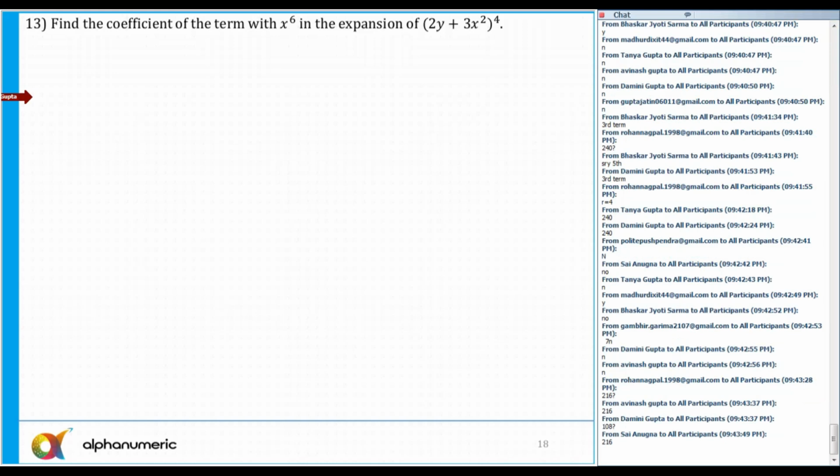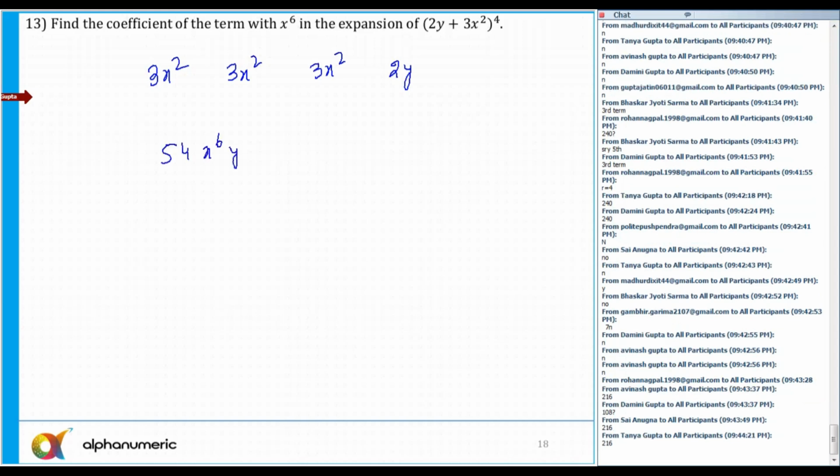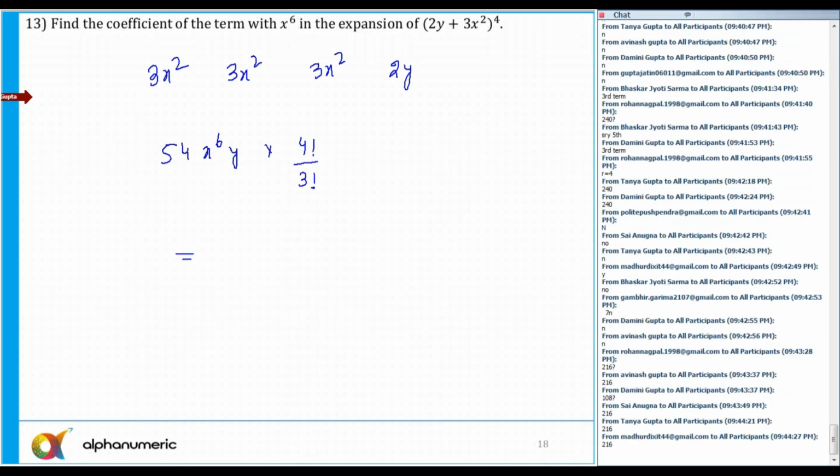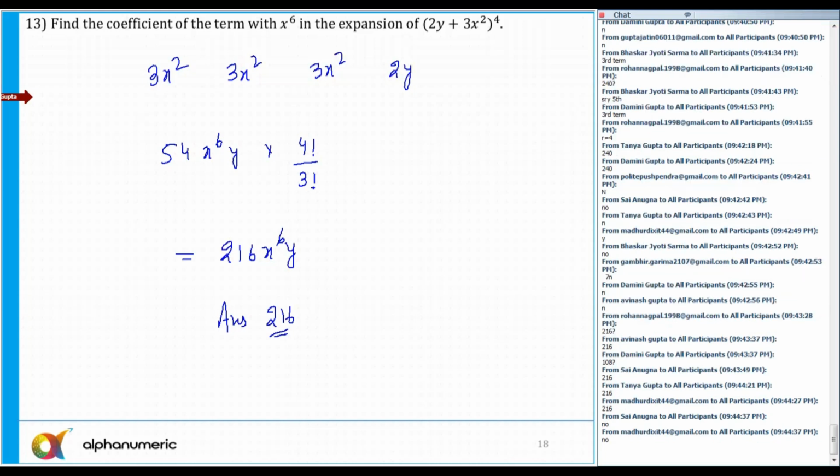So x raised to power 6 is only possible in this way, I think. That is 3x square, 3x square, 3x square, isn't it? And 2y. So if I multiply all of them, I'll get 54 into x raised to power 6 into y. And how many ways can we arrange it? Factorial 4 by factorial 3. That's right. It is 216 x raised to power 6 into y. So the answer is 216. Any doubts to anyone now? Please respond.